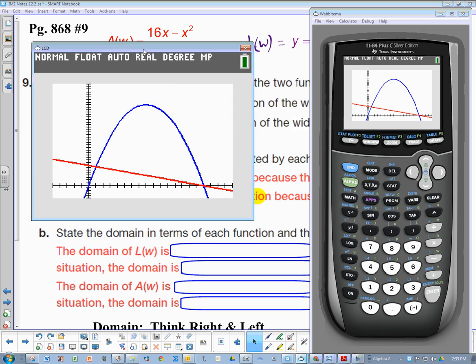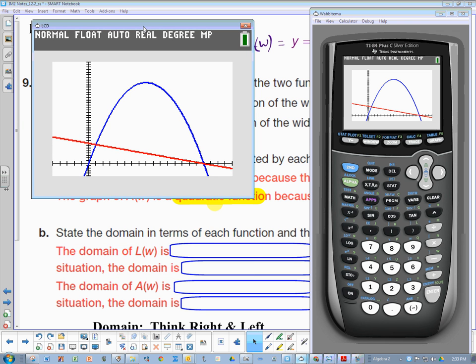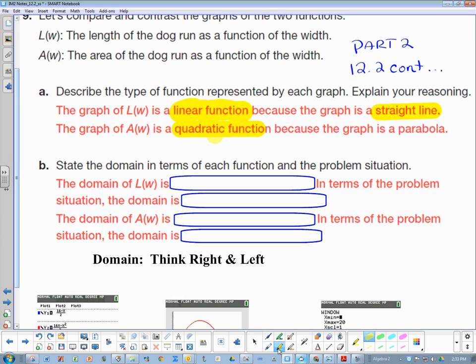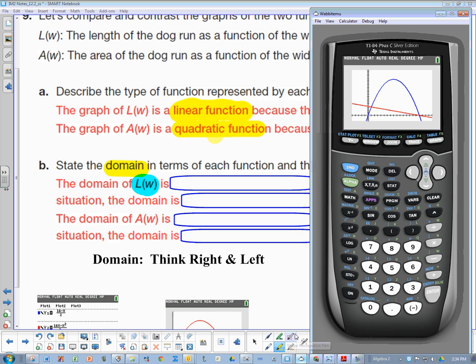Okay, so we've got both of these. Well, my goal here is for you to understand what domain is. And we're trying to find the domain now of L of W. Now, L of W on my calculator, so which one is L of W? Is it the straight line or the parabola? Well, in our case, it's going to be the straight line.